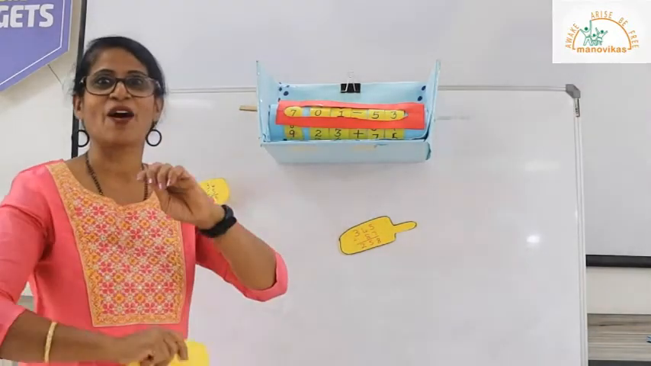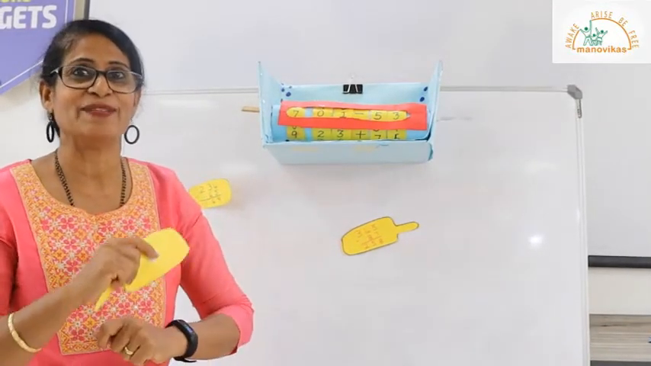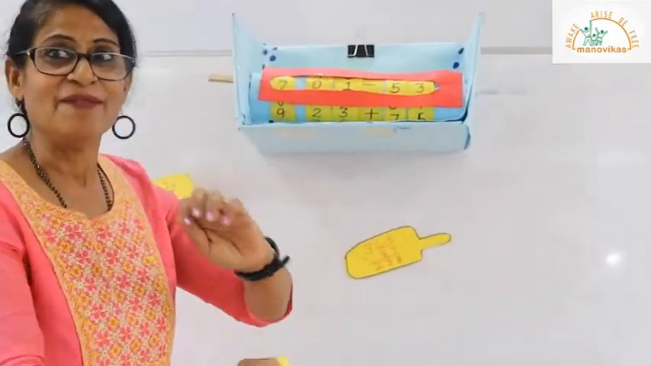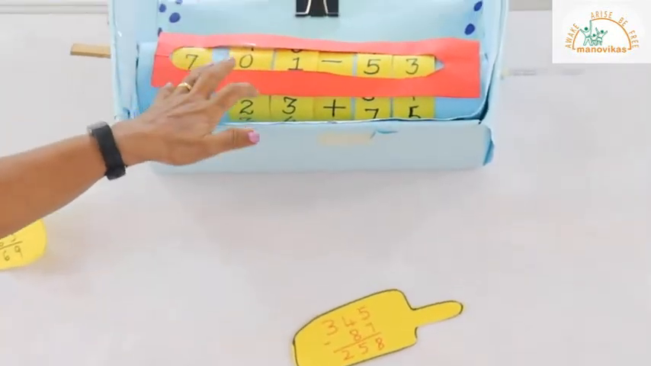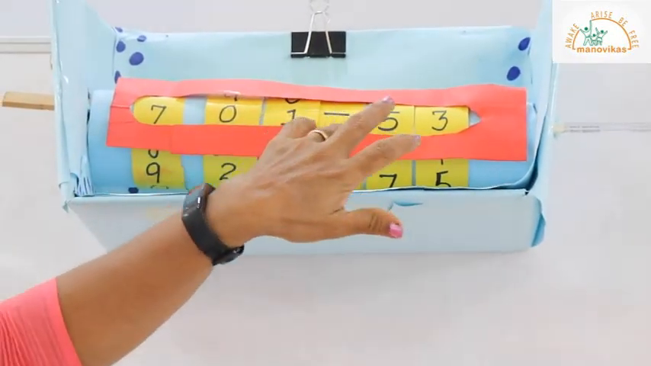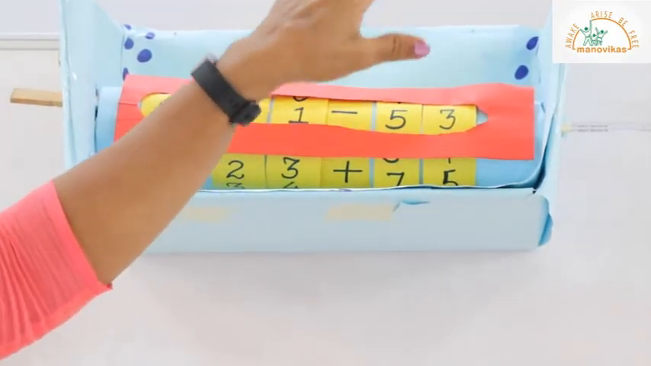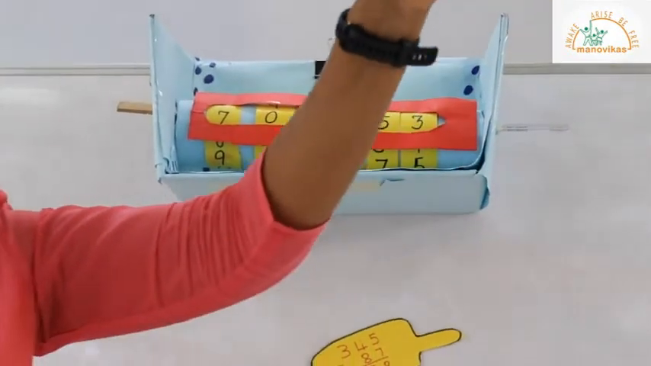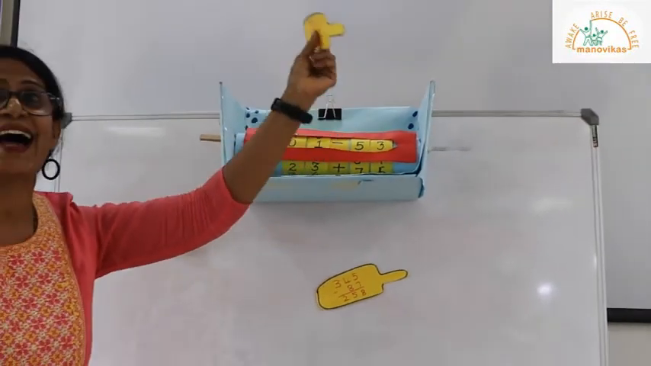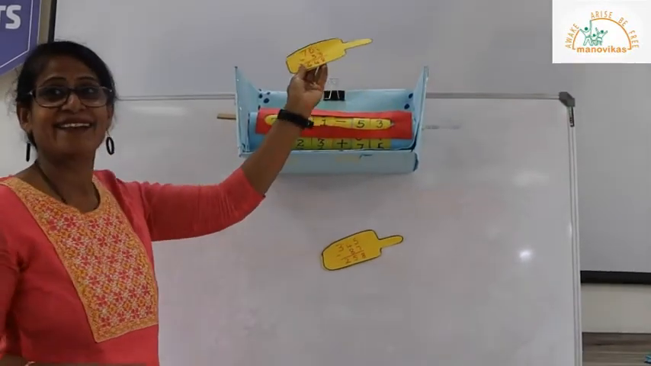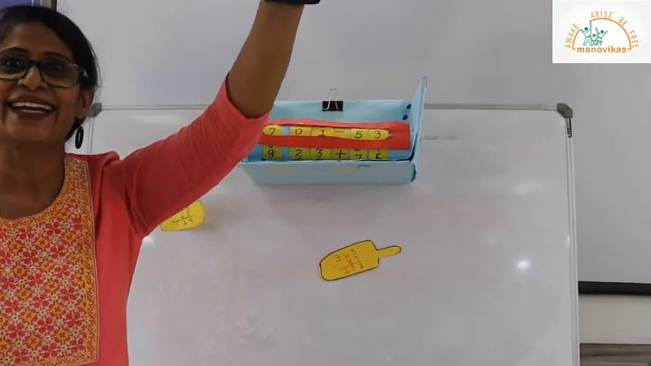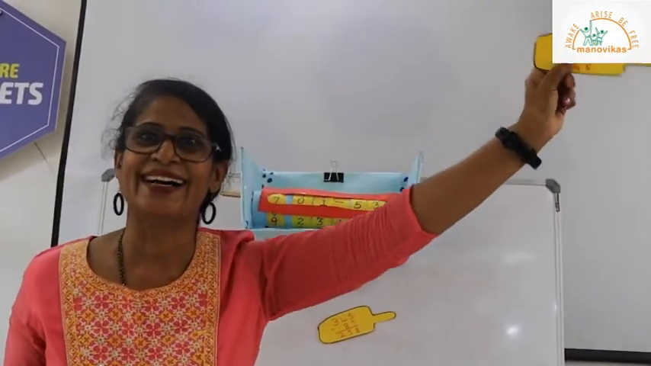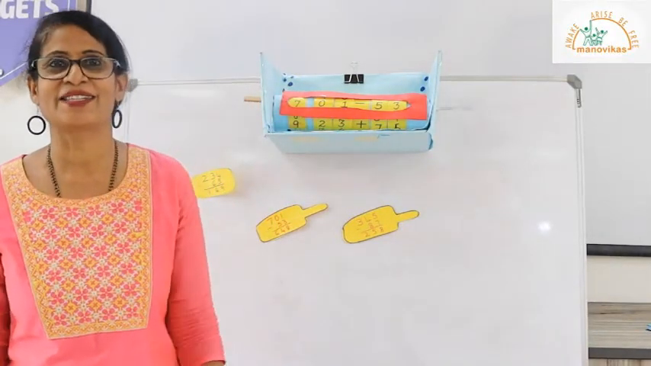I roll the slot for the final time and the numbers are 701 minus 53, and the winner is one who gets the correct answer, 648. Hurrah, here's the winner. I hope you all had fun learning subtraction.